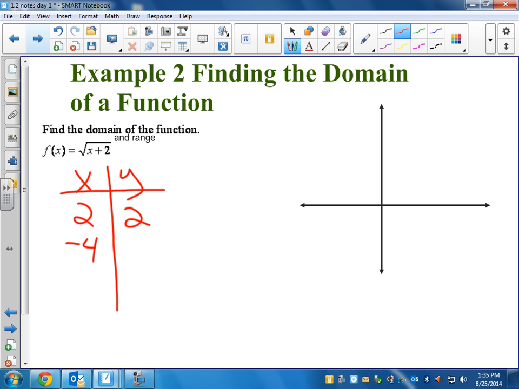And what's the square root of negative 2? Not good. Undefined. He said negative 4. No, we're going to choose negative 1. I like negative 1, because negative 1 plus 2 is 1, and what's the square root of 1? 1. 7. 7 plus 2 is 9, and what's the square root of 9? 3.